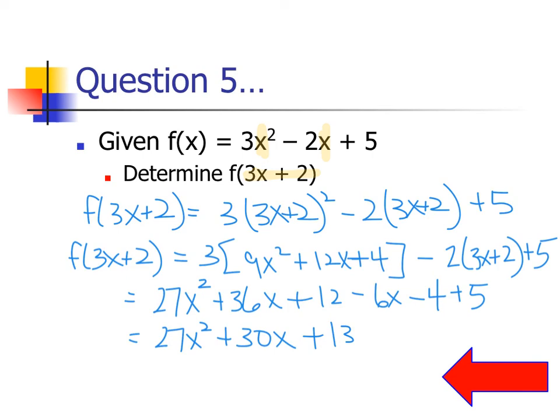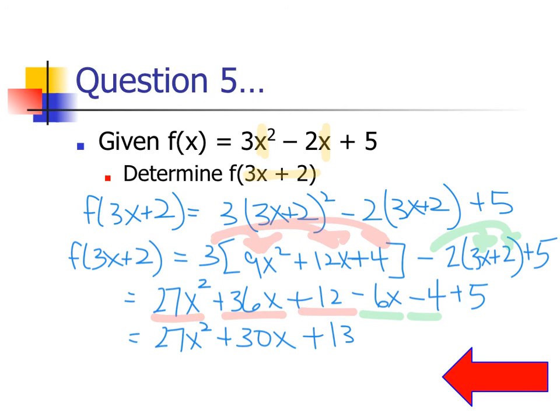Now I'm going to use the distributive property to expand the next one. So 3 times 9x squared is 27x squared. 3 times 12x is 36x. 3 times 4 is 12. Similarly, I'm going to do the minus 2 times 3x gives me minus 6x, and minus 2 times 2 gives me minus 4, and then of course the plus 5 from before.